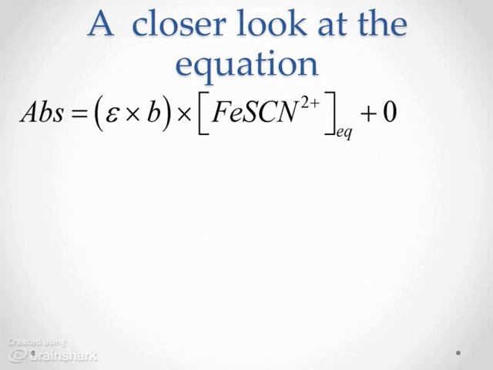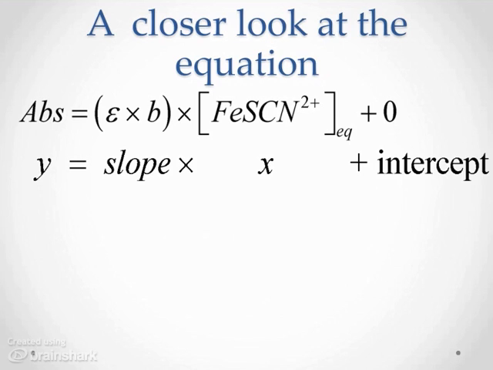And if we look at how this equation is set up, we can see that if we plot absorbance versus our iron thiocyanate concentration at equilibrium for our reaction systems, then we're going to be able to determine a value for the slope. Now, the intercept for this particular plot should be equal to 0.